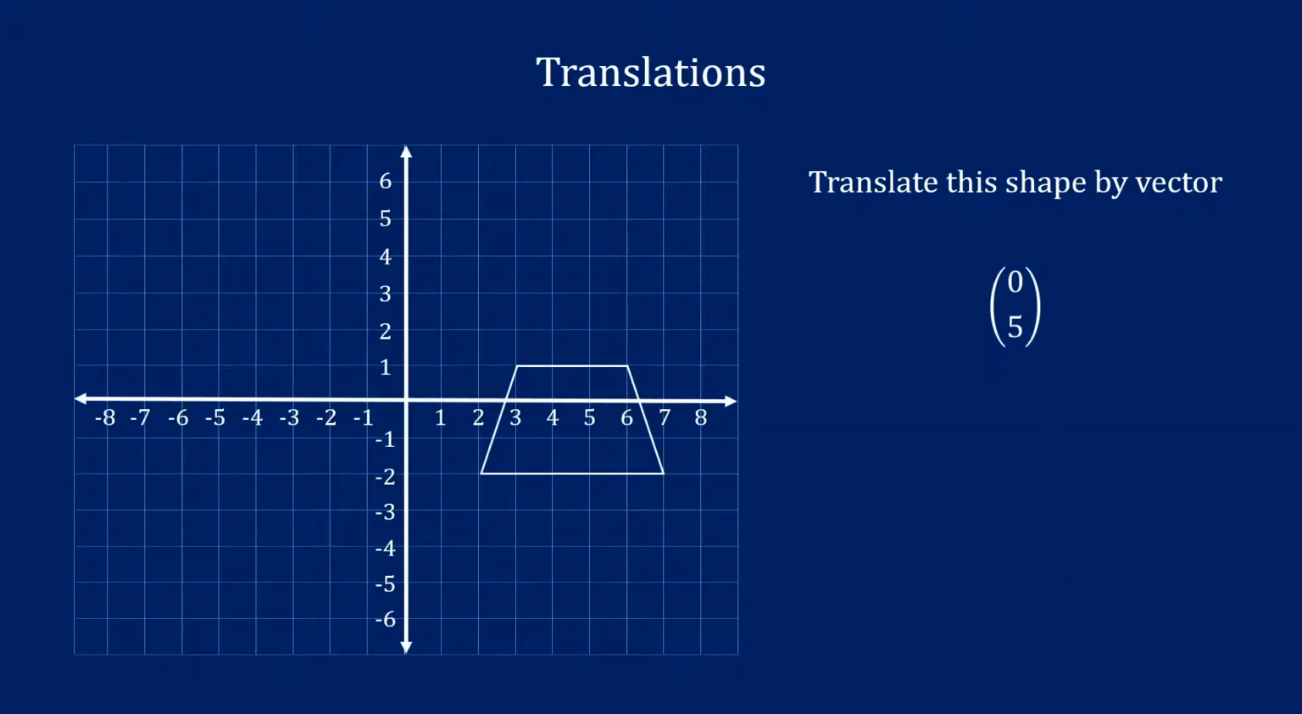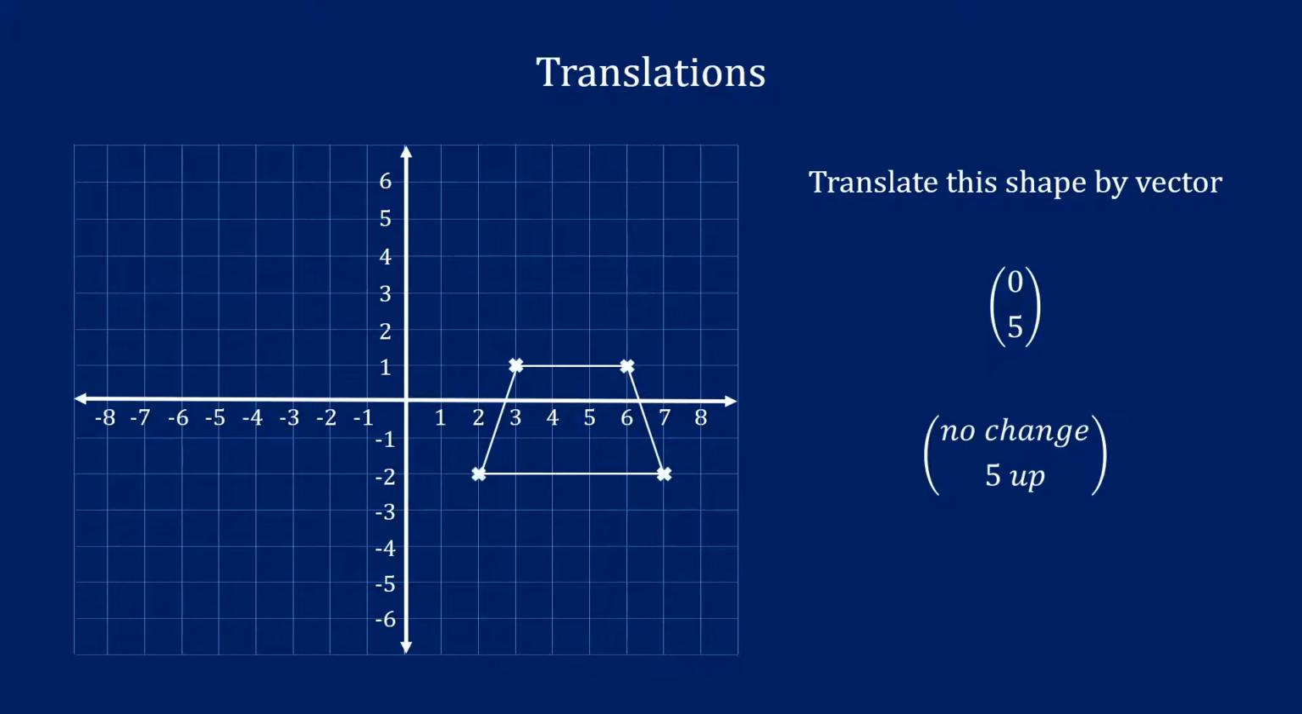Translate this shape by vector 0, 5. If you think you know how to do this, you can pause here and come back when you got an answer, but if you don't, I'll help you out. What is that vector telling you? 0, 5. What it's actually telling you is there's no change on the x-axis, and you're going to move 5 up on the y-axis. So let's go.